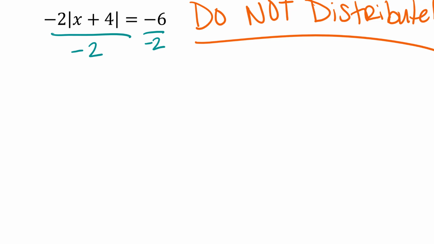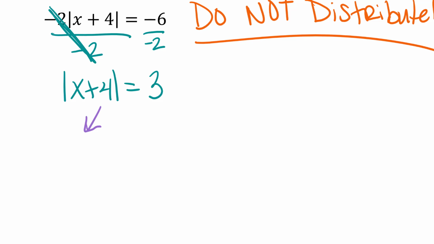-2 divided by -2 gives us that +1, so we are left with the absolute value of x plus 4 equals -6 divided by -2 is +3. Now we have our absolute value isolated. I'm going to break it off into my 2. So I have the absolute value of x plus 4 equals 3. I have the absolute value of x plus 4 equals -3.